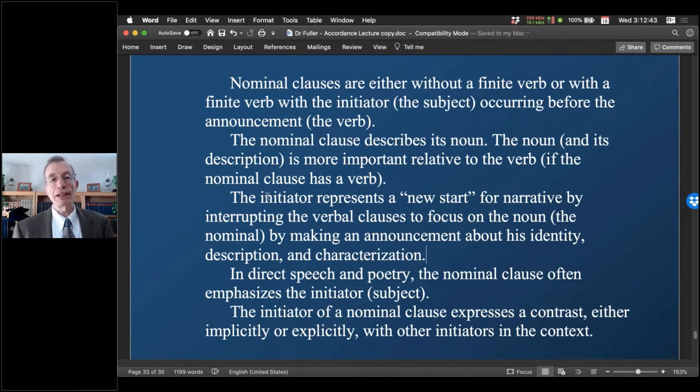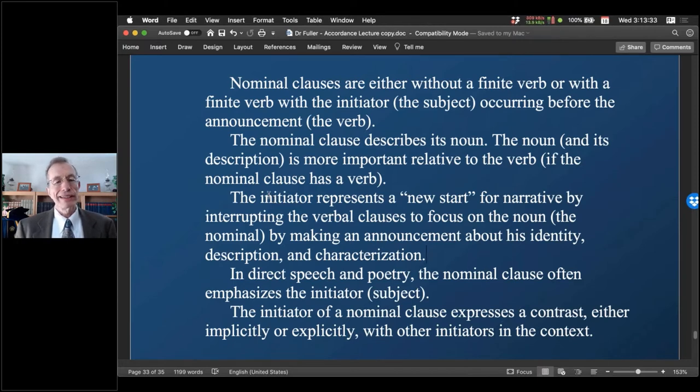So I'm going to talk about now the term initiator. It represents a new start. So when you put a noun first, followed by a finite verb, or just a noun followed by other nouns to make a sentence, let's say, you're doing a new start for narrative by interrupting the verbal clauses to focus on the noun, the nominal, by making an announcement about his identity, description, or characterization. So it's very different when you're doing verbal clauses. Again, that's the backbone of narrative. That's the way you're normally going to tell an account, a historical account in biblical Hebrew. When you put that initiator first, you're stopping it. Okay, wait a minute. And what you're doing is you're starting a new beginning, as it were.